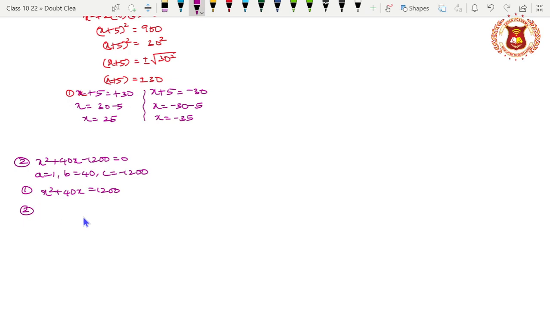The second step is add b by 2a whole square both sides. Now b by 2a is 40 by 2 into 1 whole square, which is equal to 20 square. Therefore, I add b by 2a whole square both sides. X square plus 40x plus 20 square is equal to 1200 plus 20 square, right? I added b by 2a whole square both sides. Now we complete the square here.